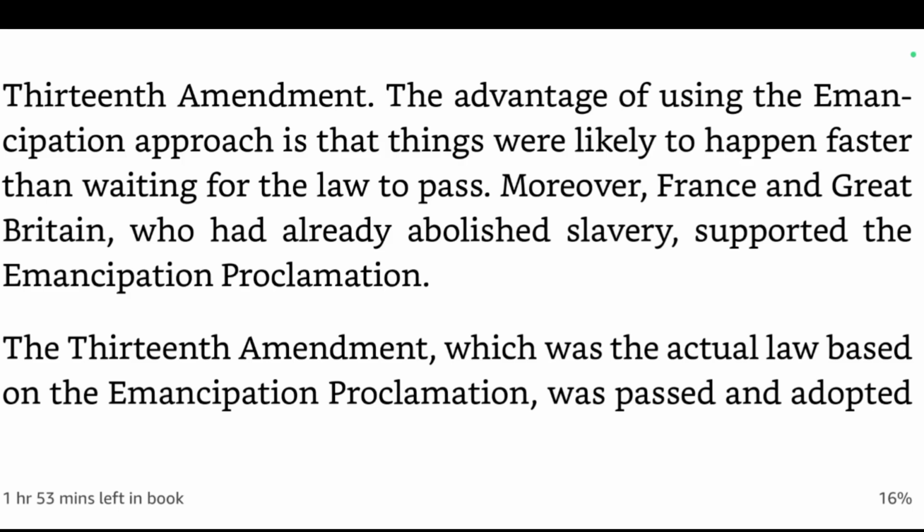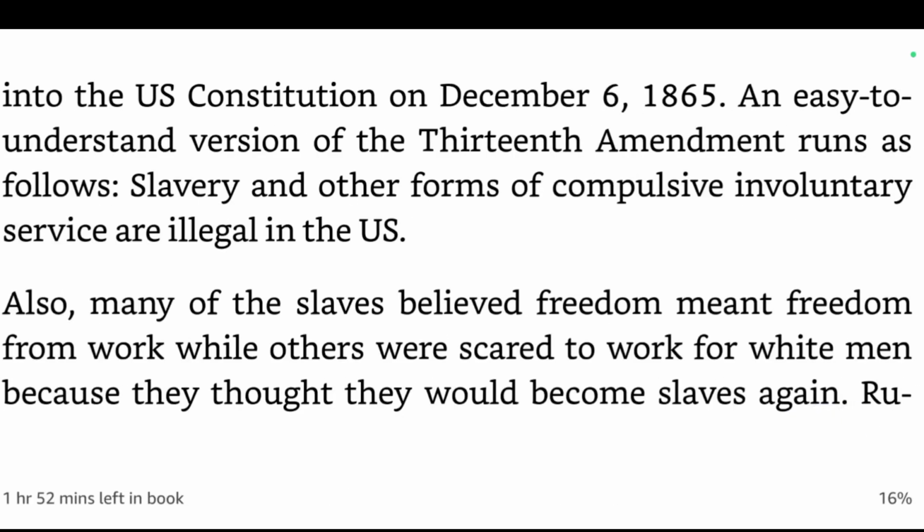The 13th Amendment, which was the actual law based on the Emancipation Proclamation, was passed and adopted into the US Constitution on December 6, 1865. An easy to understand version of the 13th Amendment runs as follows: slavery and other forms of compulsive involuntary service are illegal in the United States.